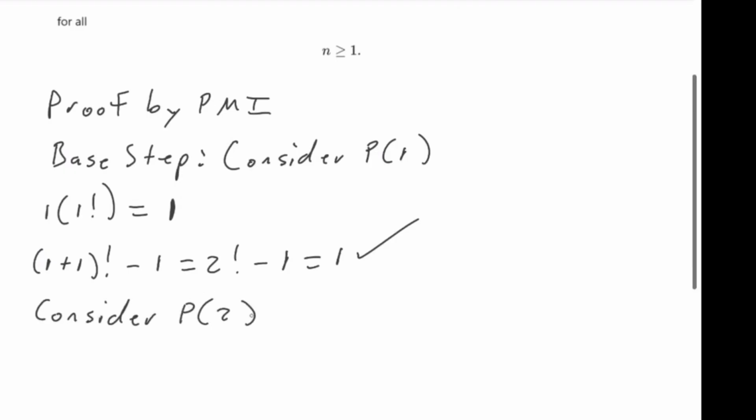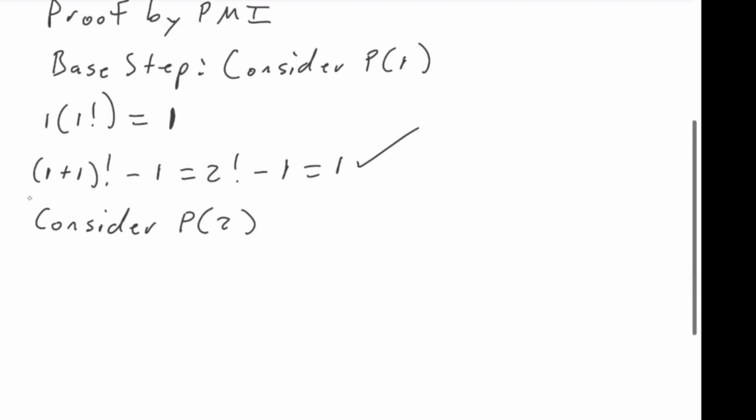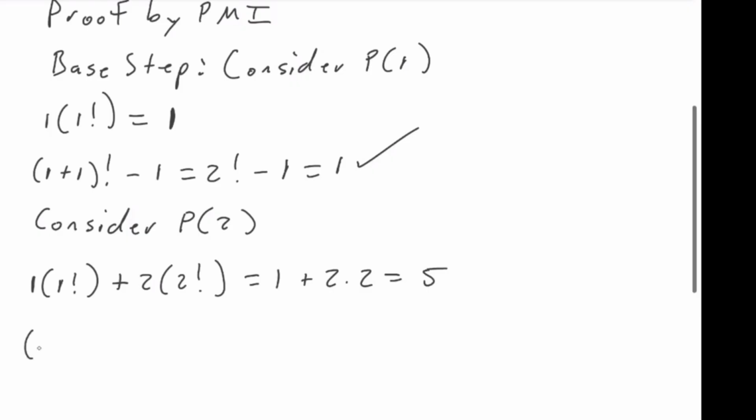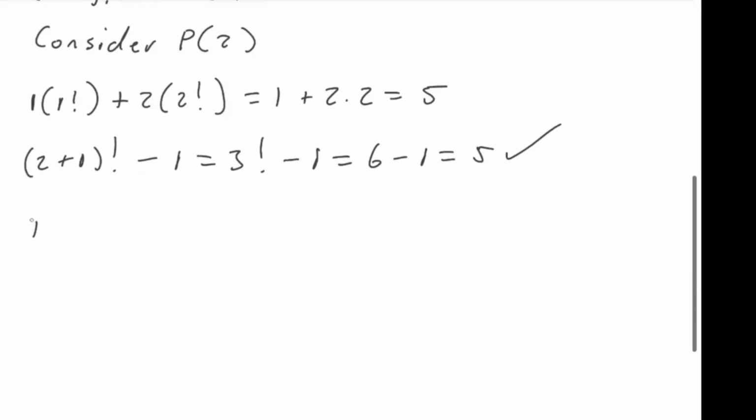Let's go ahead and consider P of 2, right? So that's 1 times 1 factorial plus 2 times 2 factorial. And that's equal to, we've already established that's 1, plus 2 times 2 factorial, which is 2. So this would be 5. So let's look at (2 plus 1) factorial minus 1. (2 plus 1) factorial is 3 factorial minus 1. 3 factorial is 6. 6 minus 1 equals 5. So that works too. So let's go ahead and do our induction step.